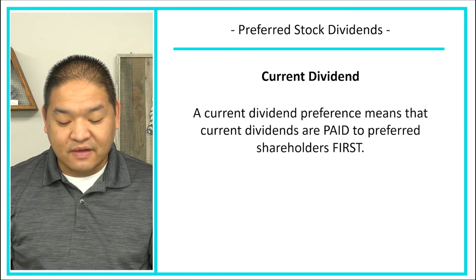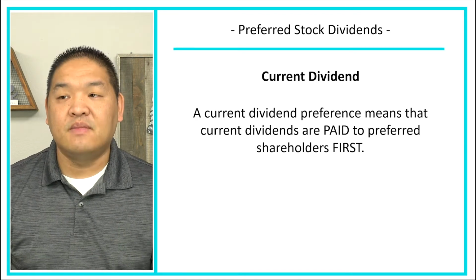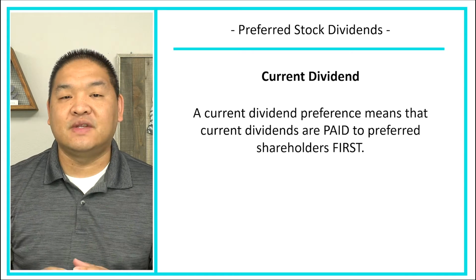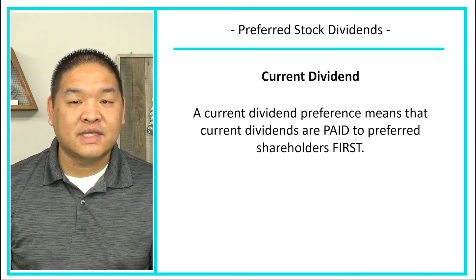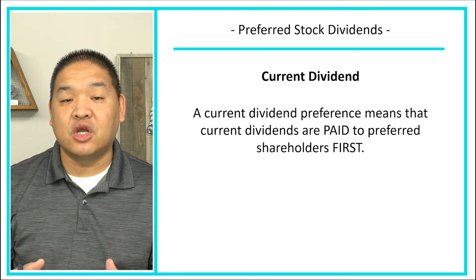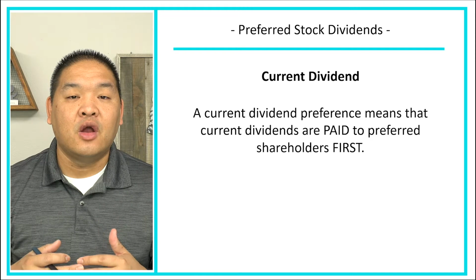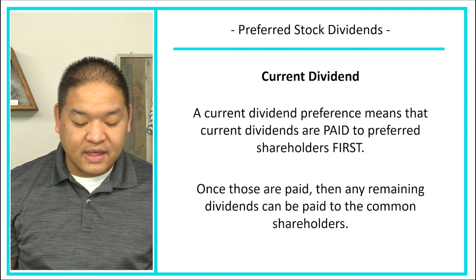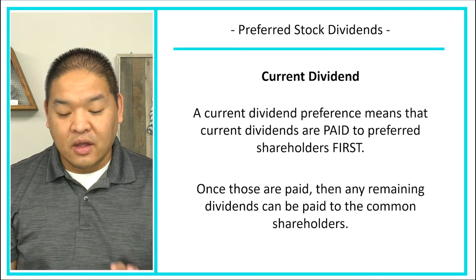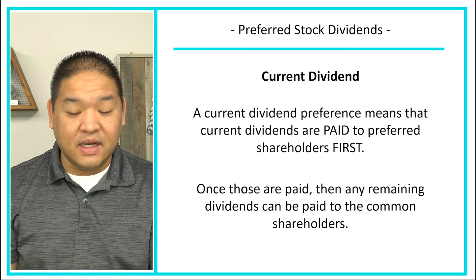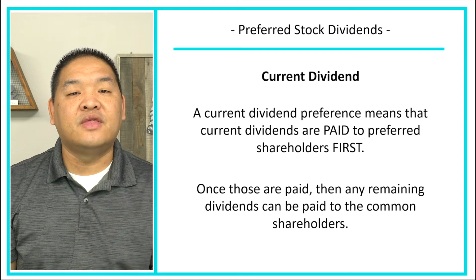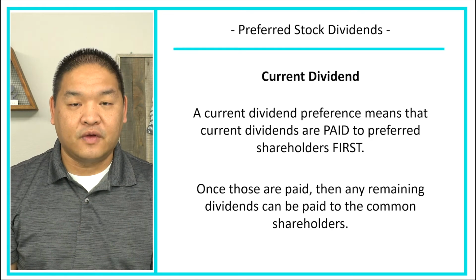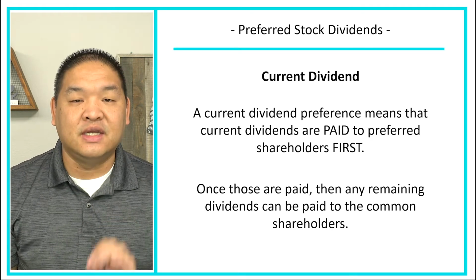When we talk about current dividends, a current dividend preference means that current dividends are paid to preferred shareholders first. We take a look at how much dividends have been issued, and then we say, okay, how much of this goes to preferred shareholders versus how much goes to common shareholders based on what the preferred shareholder policy is. Once those are paid, any remaining dividends can be paid to the common shareholders. We haven't talked about cumulative yet, we will in a minute, but when we think about current, we're only looking at this year's numbers. We don't care what happened in the past. We're just looking at what preferred shareholders should be getting based on this year's numbers.